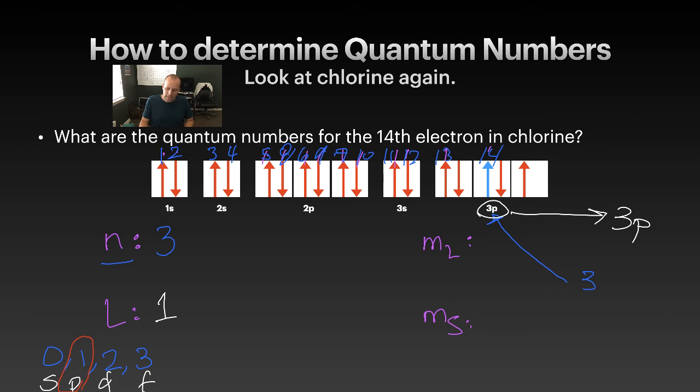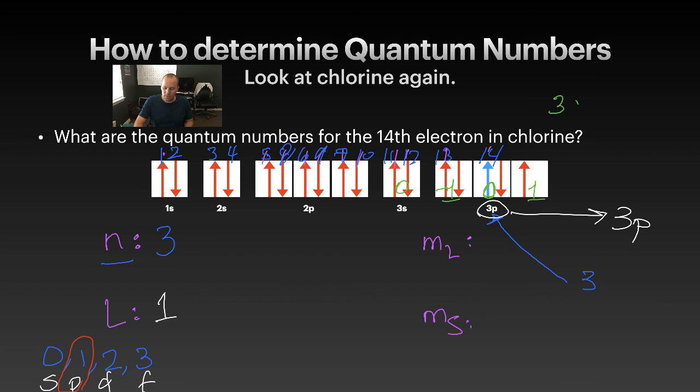Okay? Now we have m sub l. And m sub l is a little bit tricky. The way that you go about doing m sub l is you have to label the boxes within the sublevel, 0 in the middle, count up to the right, 1, 2, 3, and down to the left. So in the case of this one, this box is labeled 0. This one is labeled 1, and this one is labeled -1. So we count up to the right and down to the left. If I was doing 3s, I would label this 0, and there are no boxes to the right or to the left, so I don't count up or count down.